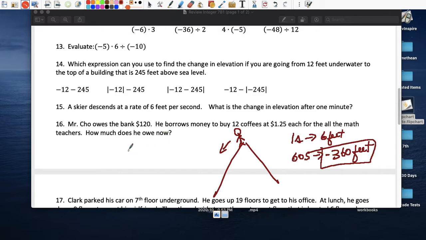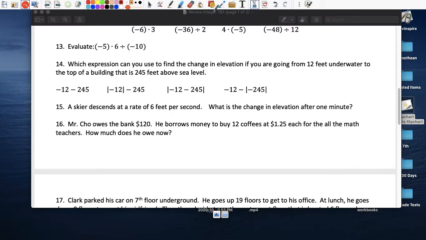So wherever he is, let's say he's 1,000 feet up, right? After 60 seconds, we're going to subtract 360. So the change in elevation is negative, and make sure that if this is a multiple choice, you choose the one that is negative because he's going down, okay, down the mountain.